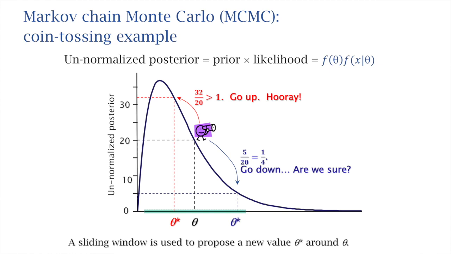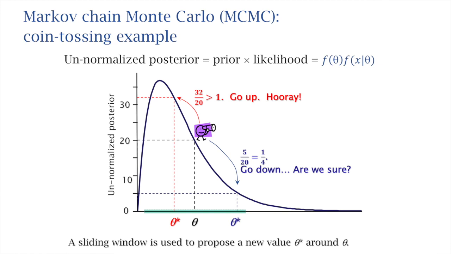Sorry, my curve does not match the previous one I showed you, but this is supposed to show the product of the prior and the likelihood, which is not normalized. So we suppose we are somewhere with a certain theta value, and then we use a sliding window around the current value to propose a new value. Let's say that we propose this theta star. Then we decide whether we will accept this new value.